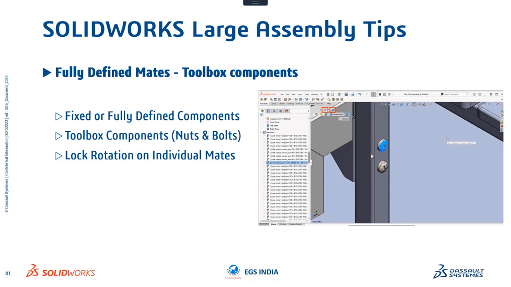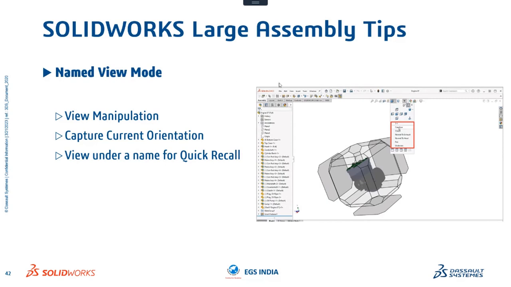So you can rotate the individual mates on the concentric mate itself. You can see here in the marked options, you can lock the rotation. And then the named view: you need to create a named view, and with that particular view you can switch. If you want to see that particular view, you can click that named view on your properties tab.